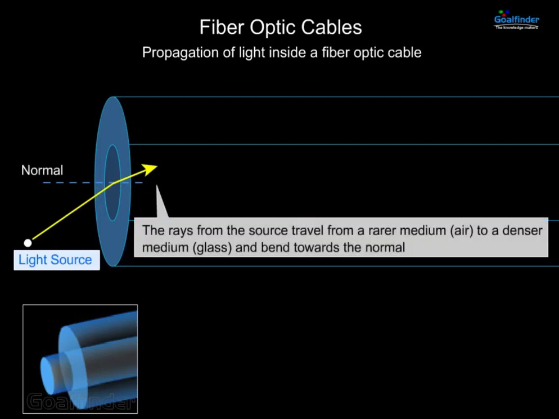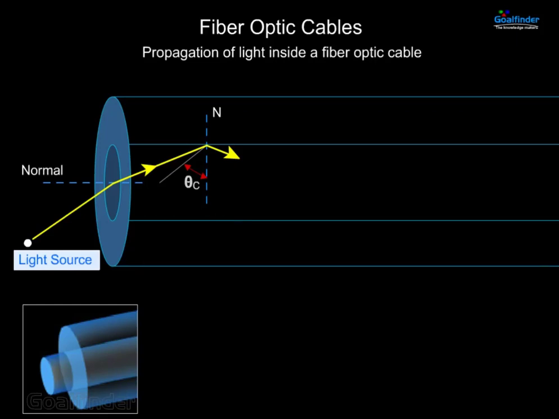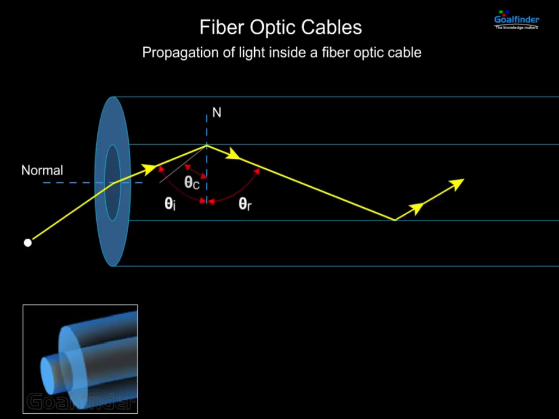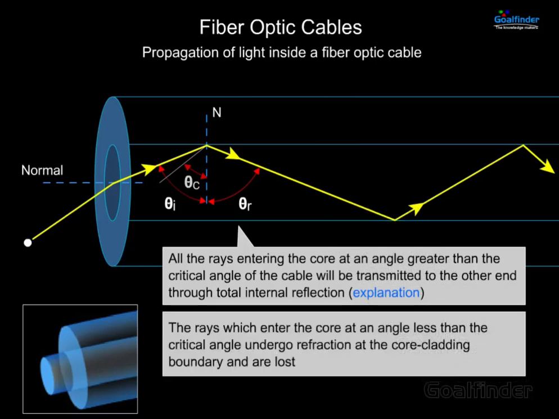The rays from the source travel from a rarer medium, which is air, to a denser medium, which is glass, and bend towards the normal. Angle theta c is the critical angle for the cable. All the rays entering the cable at an angle greater than angle theta c will be reflected instead of being refracted. All the rays entering the core at an angle greater than the critical angle of the cable will be transmitted to the other end through total internal reflection. The rays which enter the core at an angle less than the critical angle undergo refraction at the core-cladding boundary and are lost.